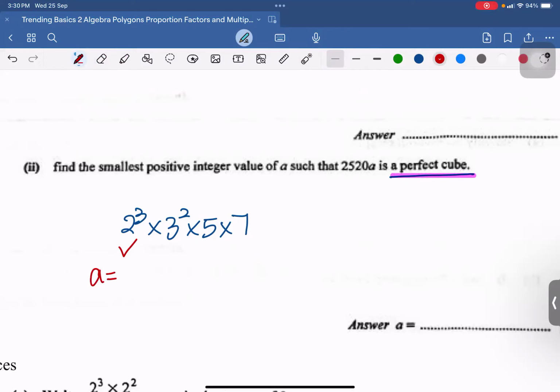Which one is not a perfect cube? 5. 5 is not enough. I want to make it a cube. 5 to the power of 5 times 3, no? 5 to the power of how many? Here only got 1. I want a perfect cube. 5 to the power of how many? 2. Correct. Then what else?